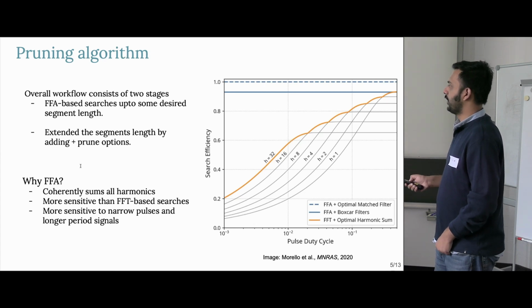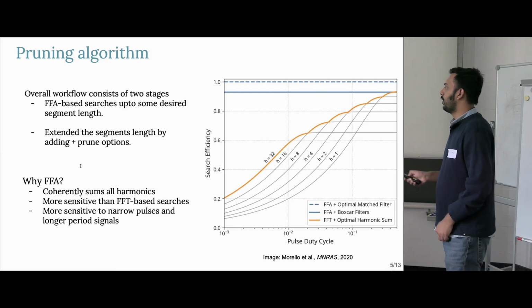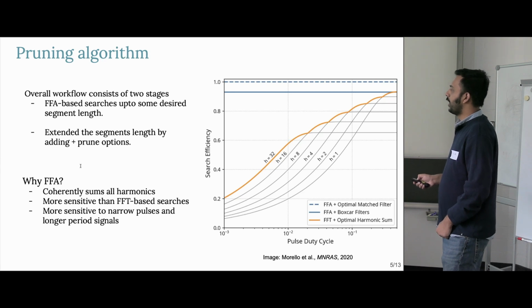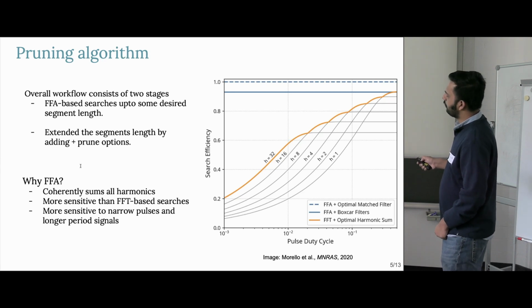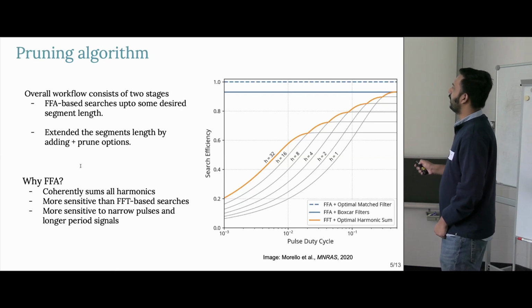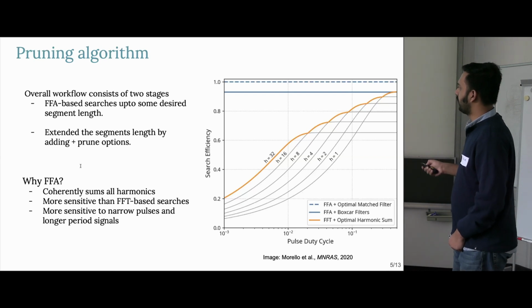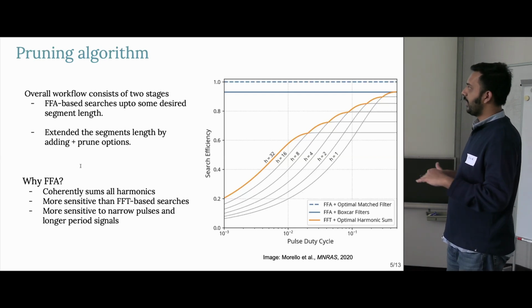So why FFA? Because with FFA, we want to be coherent. FFA coherently sums all harmonics, and it's more sensitive than FFT-based searches. FFA is also more sensitive for narrow pulses and longer-period signals. This is a comparison of FFA versus FFT sensitivity, and this is the theoretical FFA sensitivity, which promises to be coherent for all duty cycles. And so this portion of the parameter space is now missed by the FFT-based searches. So we build our stack on FFA.